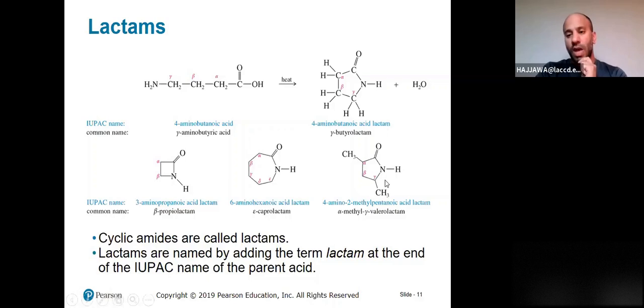So here's the last example. So I have 1, 2, 3, 4, 5. So it's a 4-amino-2-methylpentanoic acid lactam. If this had been an oxygen, all you need to do is put a lactone instead. And of course, it becomes a hydroxy, as we've seen earlier.